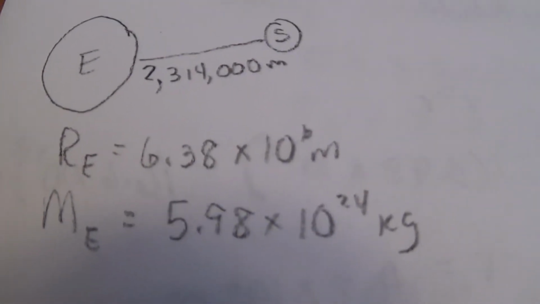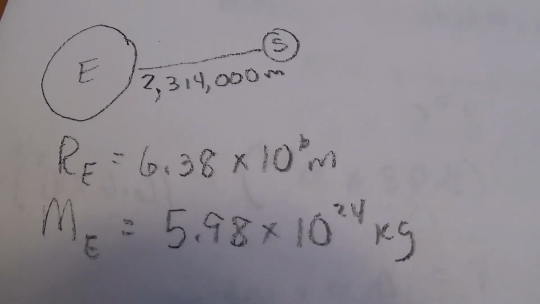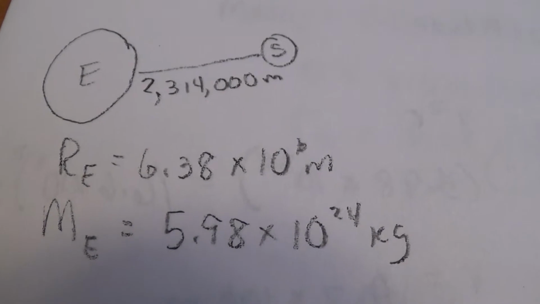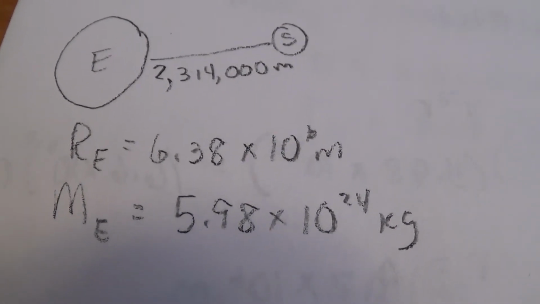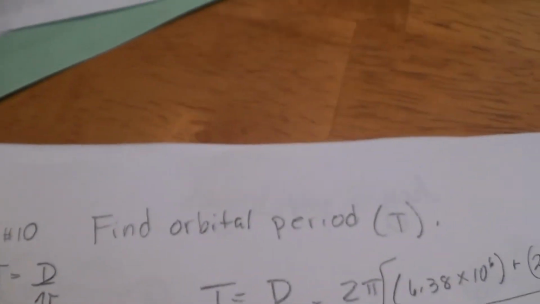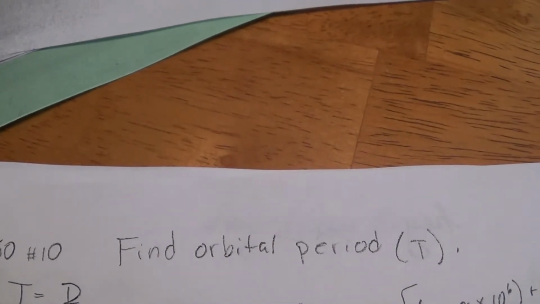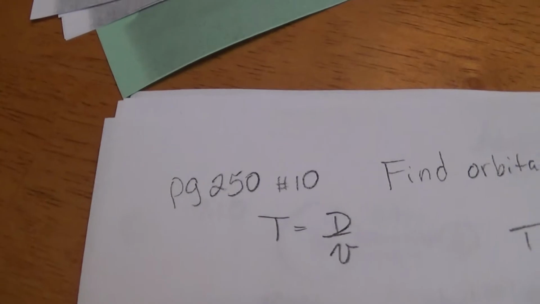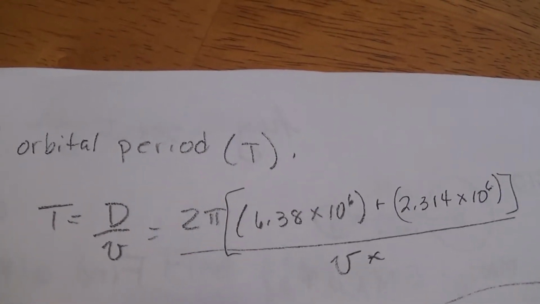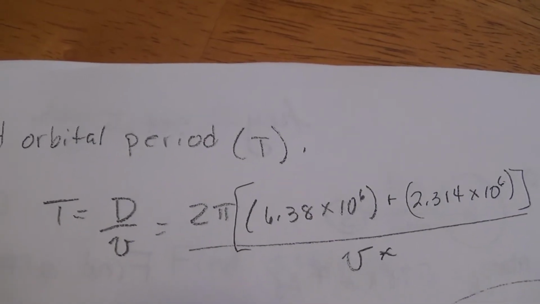Well, number 10, we had this information given. And notice I changed from kilometers to meters between the Earth and the satellite. And that's the radius of the Earth and the mass of the Earth. And we're asked to find the orbital period of the satellite, which is T. So we start with the T formula, and we get 2 pi r.